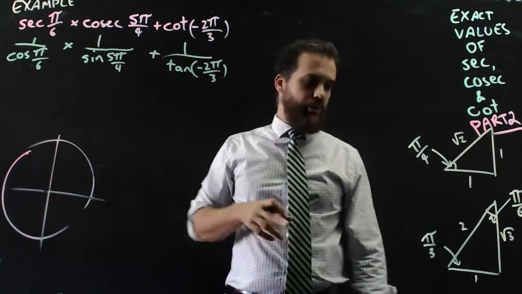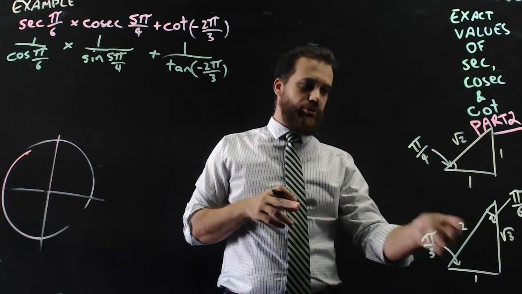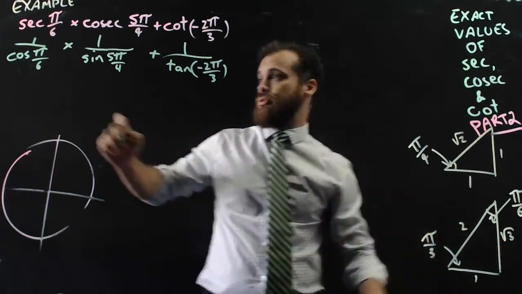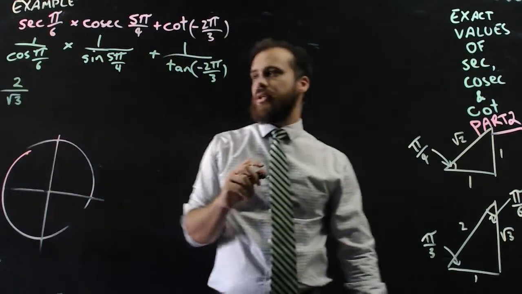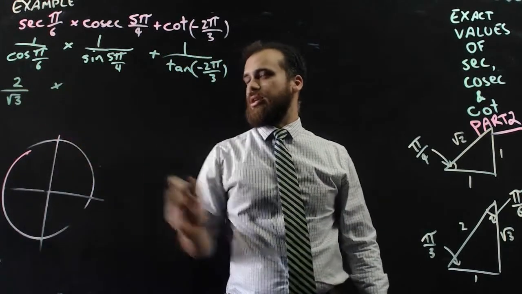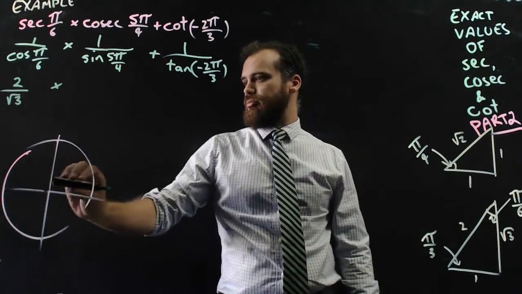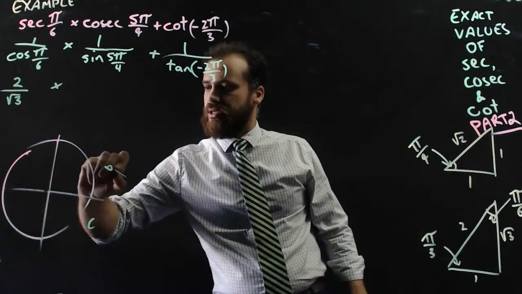Now, cos pi on 6, adjacent over hypotenuse, root 3 on 2, but I'm going to do the reciprocal, so it's 2 on root 3. Okay, so now I've got a nice little number there. 1 on sine 5 pi on 4, so pi on 4, 2 pi on 4, 3 pi on 4, 4 pi on 4, 5 pi on 4, C-A-S-T.